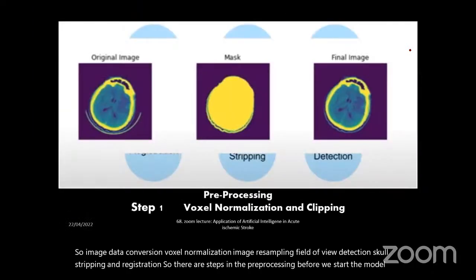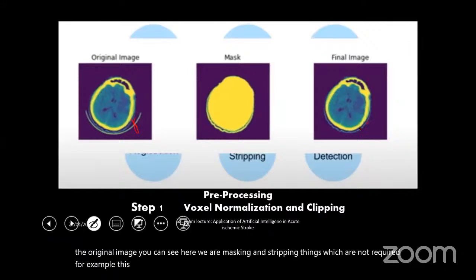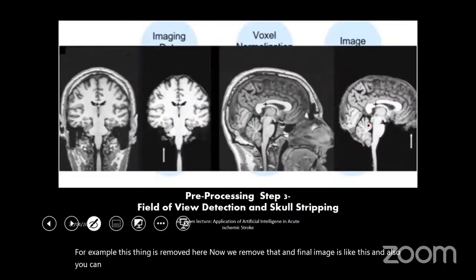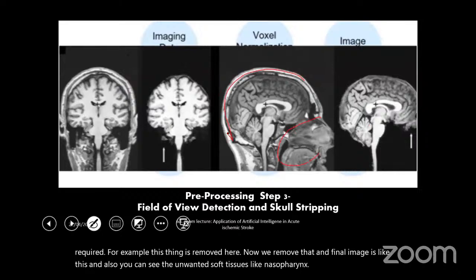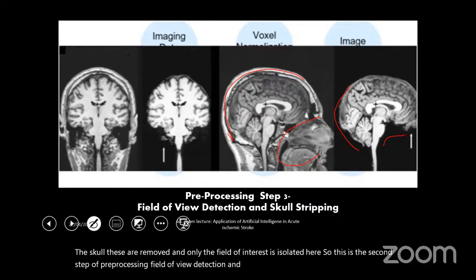So the original image you can see here, and we are masking and stripping things which are not required. For example, this thing is removed here. Now we remove that, and the final image is like this. And also you can see the unwanted soft tissues like nasopharynx, the skin, the skull, these are removed, and only the field of interest is isolated here. So this is the second step of pre-processing. Field of view detection and skull stripping is done in this method.